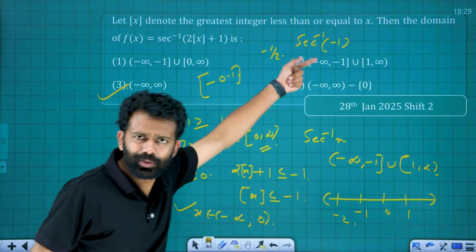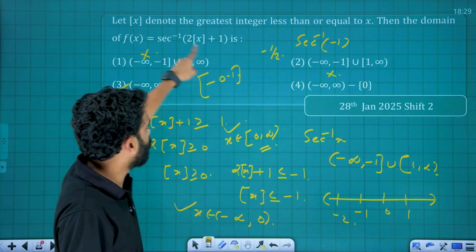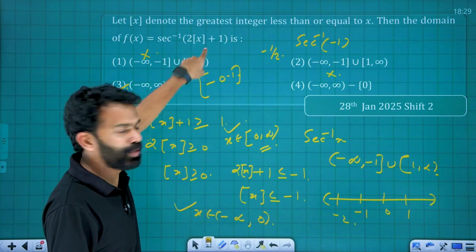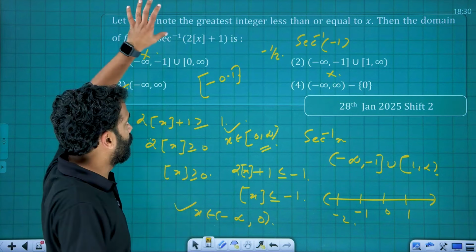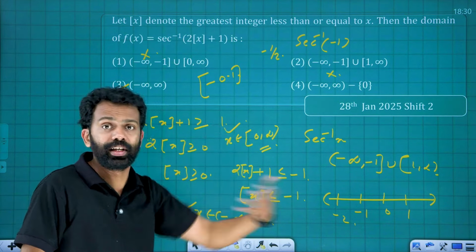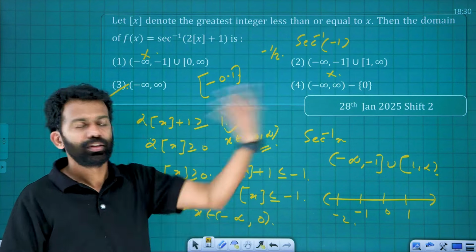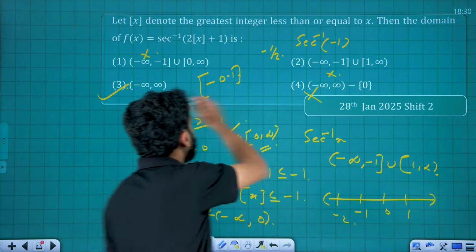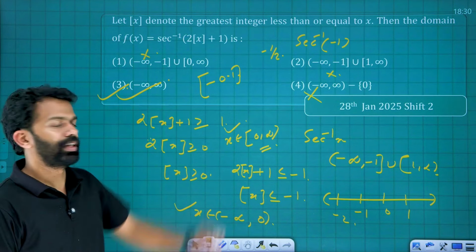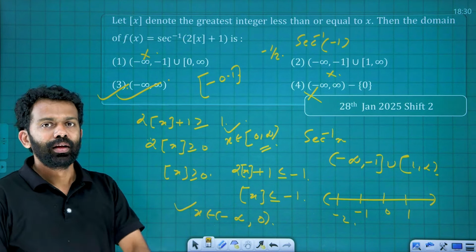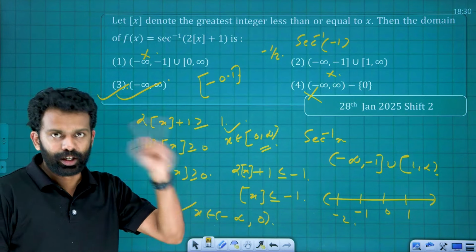Go for this one. They have excluded 0 here. Substitute 0 here. Let's see what happens. What is box 0? 0. 2 into 0 is 0. Plus 1, 1. Therefore, sec inverse 1. What is sec inverse of 1? You don't have to find the value. You just need to check whether sec inverse of 1 is defined or not. It is defined, right? Therefore, this is also not correct. What is the correct answer? This one. Sometimes, very rarely, this method helps. And next one.